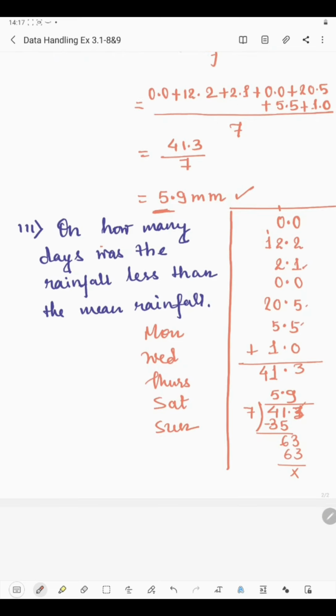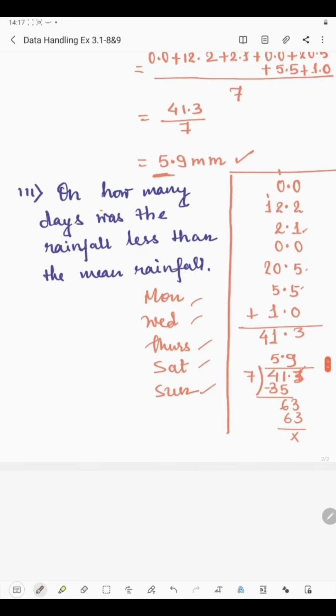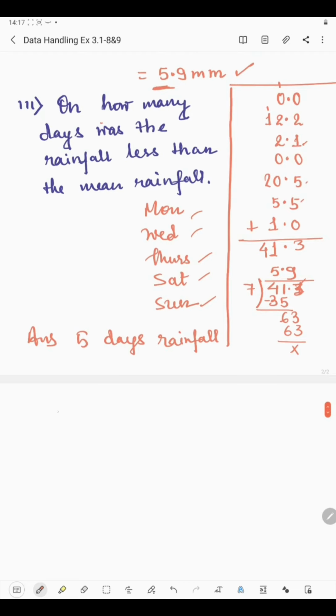So that means 1, 2, 3, 4, 5. So on how many days was rainfall less than the mean rainfall? It's 5. So on 5 days rainfall was less than the mean rainfall. Okay.